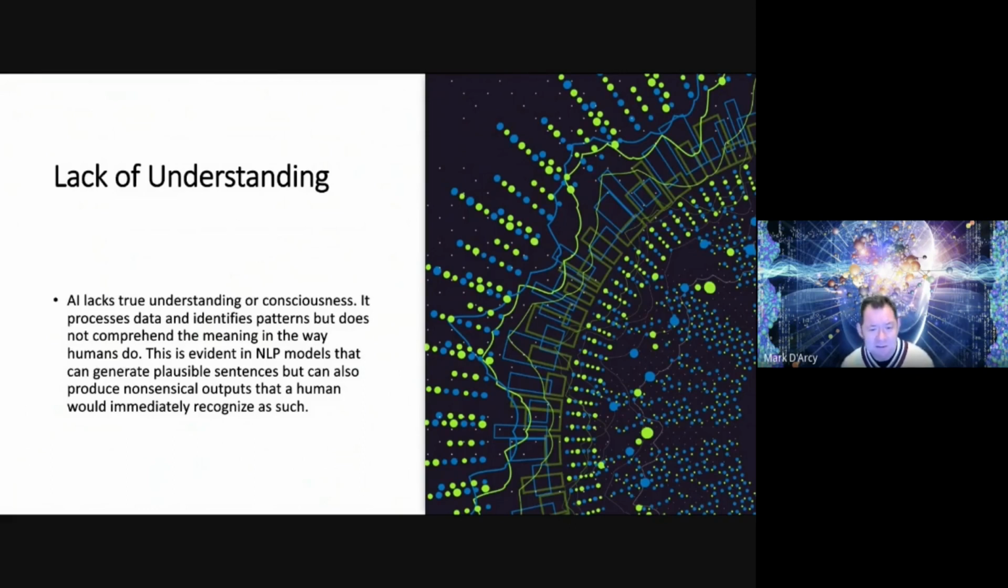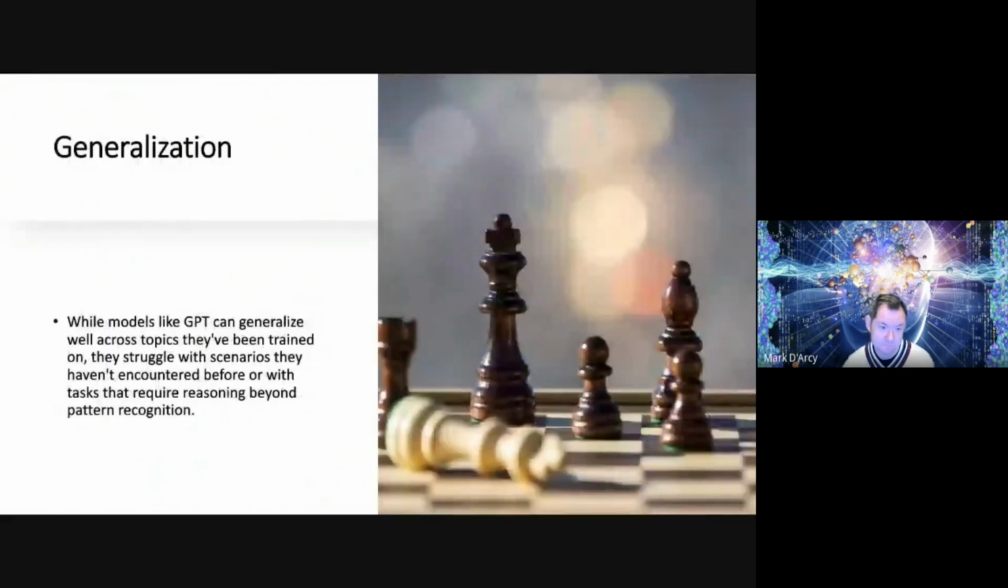This is evident in NLP models that can generate plausible sentences, but can also produce nonsensical outputs that a human would immediately recognize as such. Generalization. While models like GPT can generalize well across topics they've been trained on, they struggle with scenarios they haven't encountered before, or with tasks that require reasoning beyond pattern recognition. They basically go off what they've already been told. They're not creative.